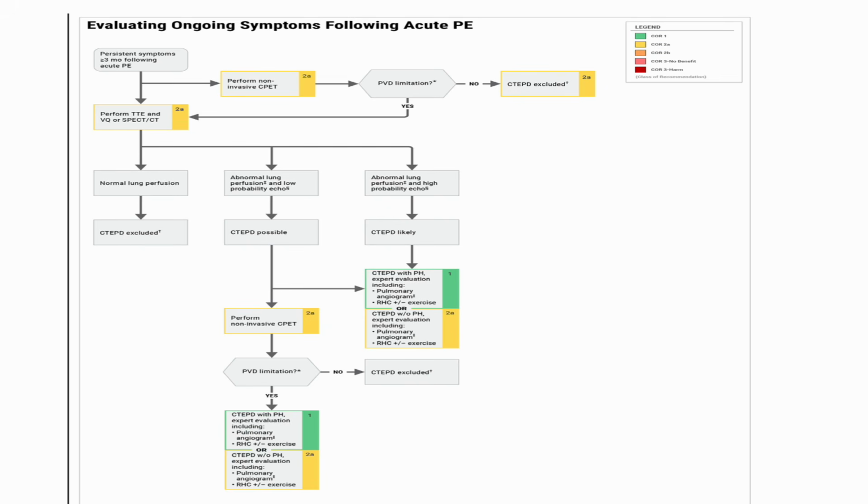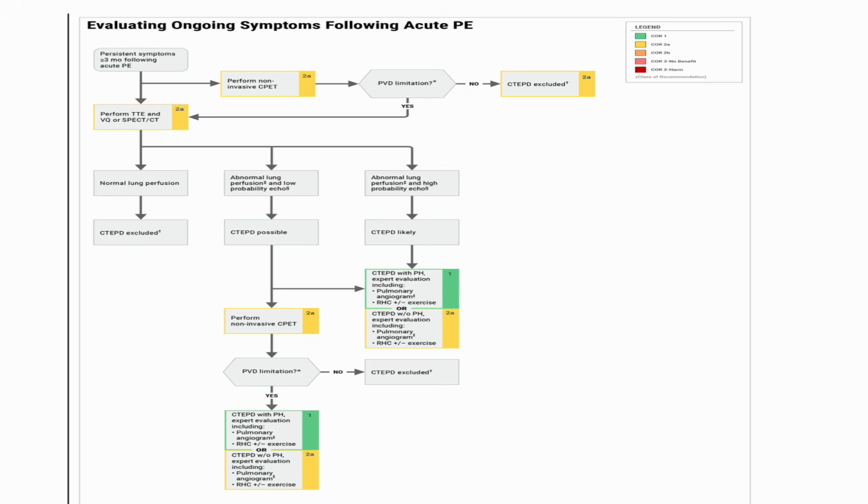Let's try and summarize, based on this beautiful flowchart given in the guideline, how to evaluate patients having ongoing symptoms after acute PE. You see to the right that there are certain legends given, and the ones marked with green are the ones with recommendation grade 1, and the others are mostly grade 2A. So here we are talking about patients who have come to you more than 3 months after the acute PE, and they are still symptomatic, still breathless, they may have chest discomfort and decreased functional tolerance.